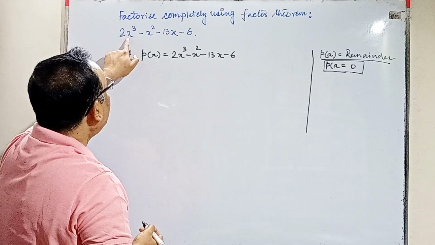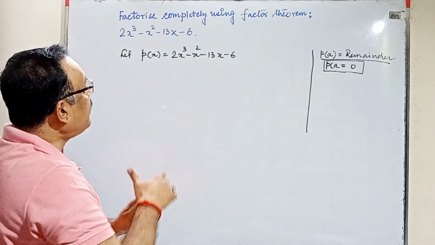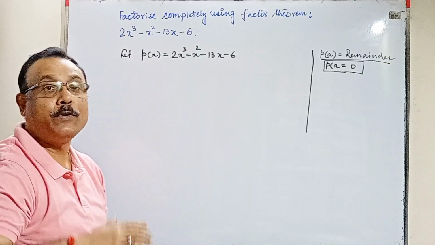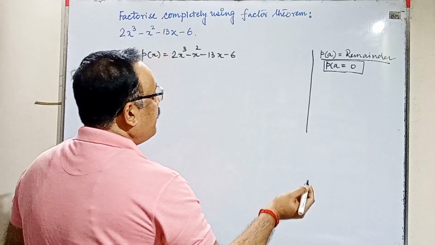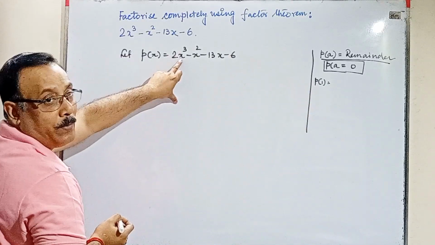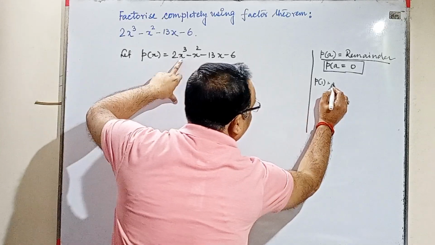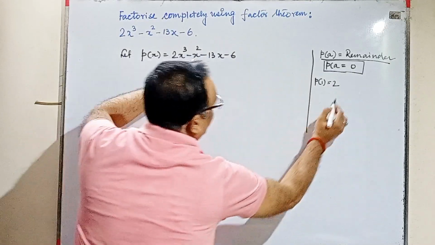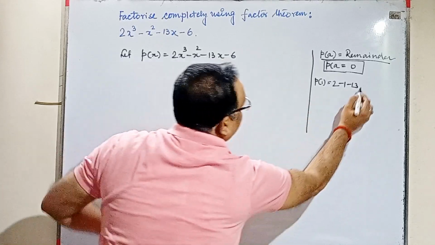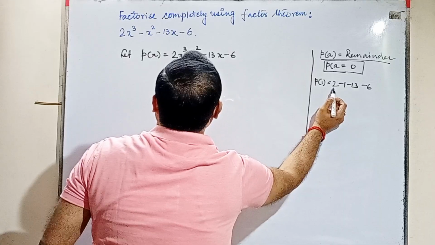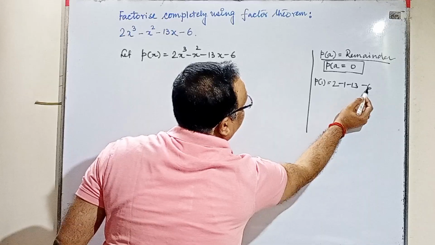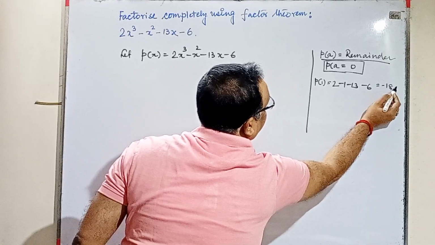So by the hit and trial method, I'll keep on trying. I'll substitute different values of x and check for which value it comes 0. In my rough work, I'll try P(1). If I put 1 in place of x, 2 into 1 cube is 2, minus 1 square is 1, minus 13 into 1 is minus 13, minus 6. So this becomes 2 minus 1 minus 13 minus 6, which is minus 18. So this is not equal to 0.